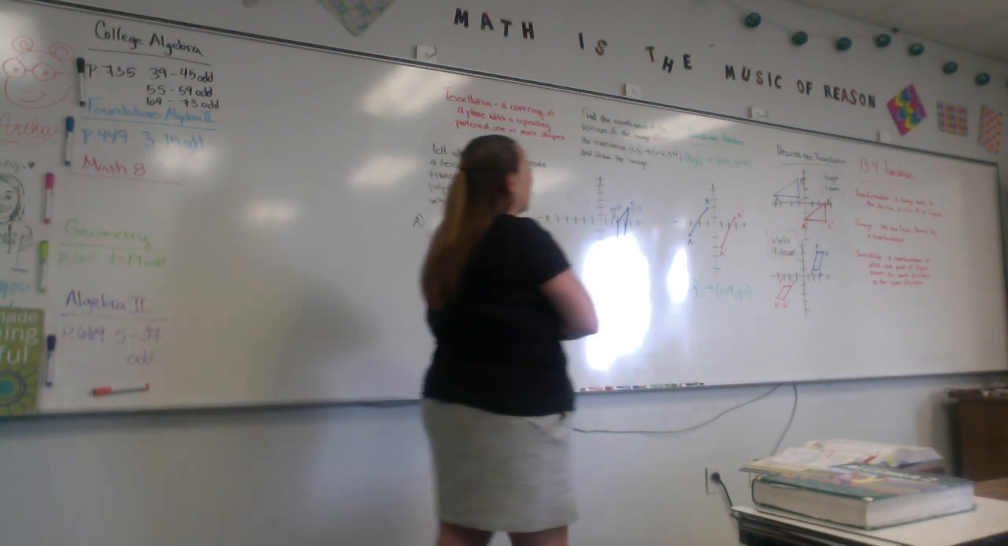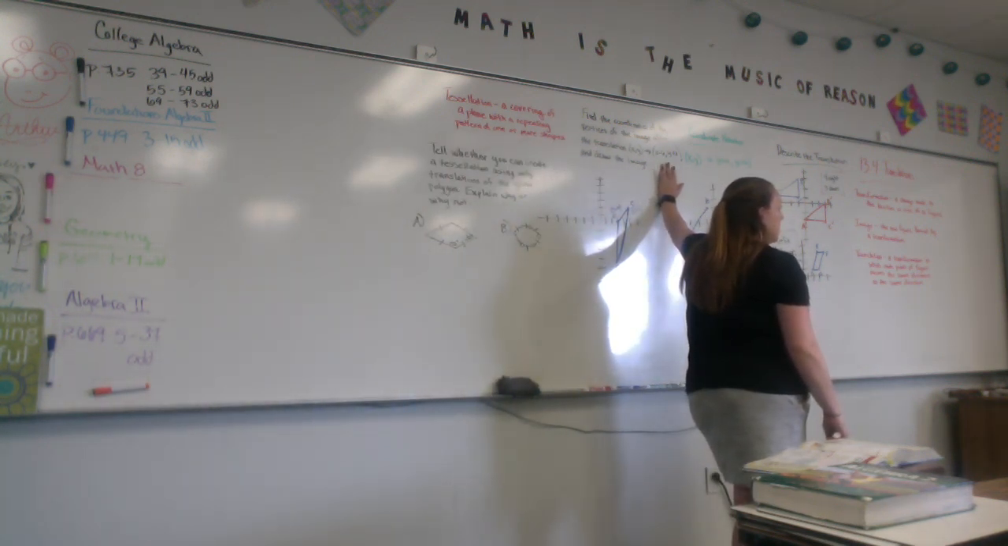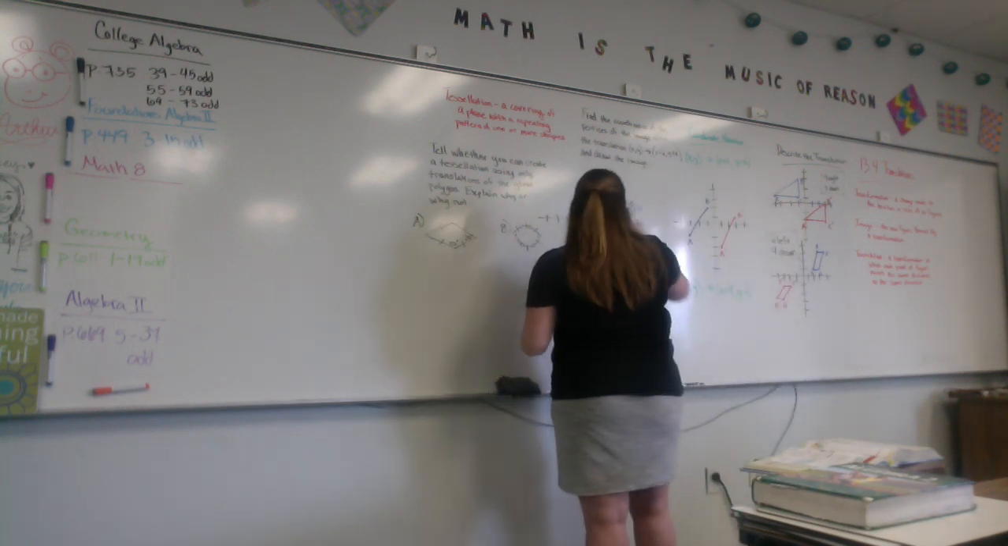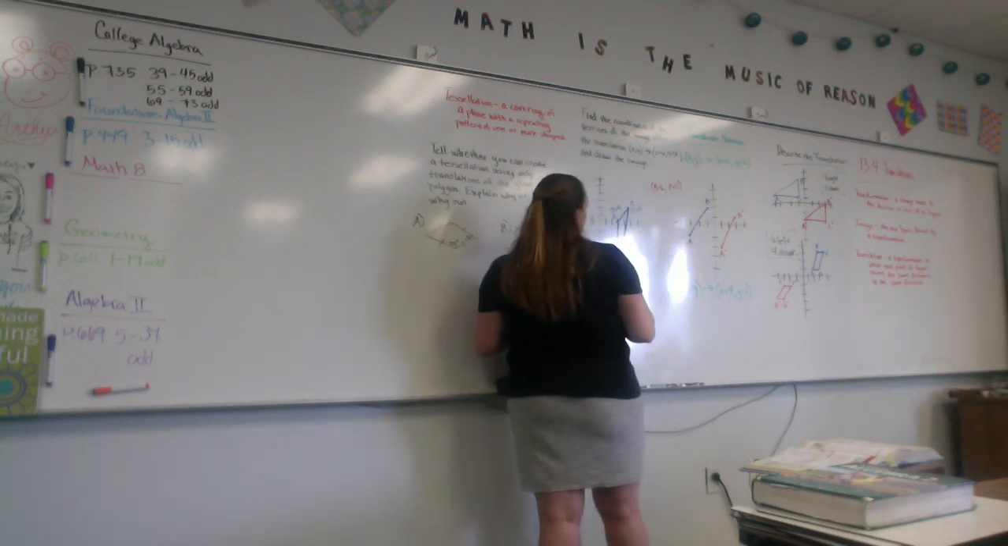Let's do it mathematically. What does it tell me my coordinate notation is? X minus 6, y plus 2. So if I take this coordinate of 5, 2, that means I say 5 minus 6 and 2 plus 2. What's my new coordinate for C?